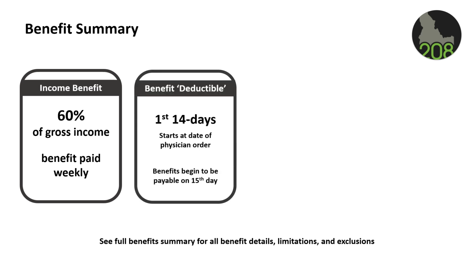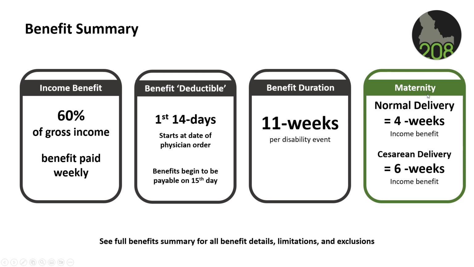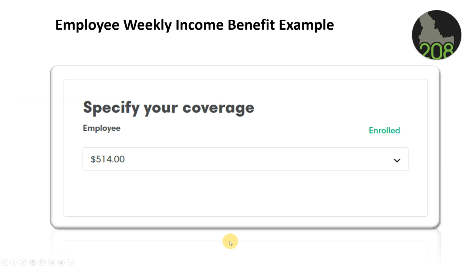There is a benefit deductible. It is the first 14 calendar days, meaning that you are responsible for the first 14 calendar days of your disability, and then on the 15th day, your plan will kick in to pay the disability benefit, and that duration is 11 weeks per disability event. If it is maternity, the disability duration reduces to 4 weeks for normal delivery and 6 weeks for C-section delivery. All your benefit details are on your benefit website underneath the short-term disability tab.